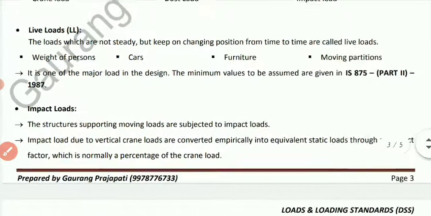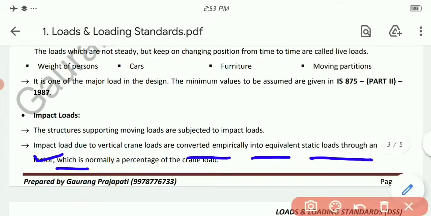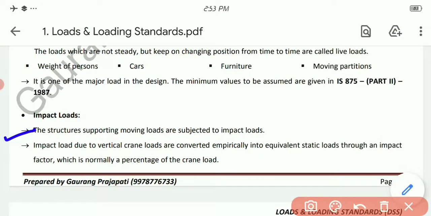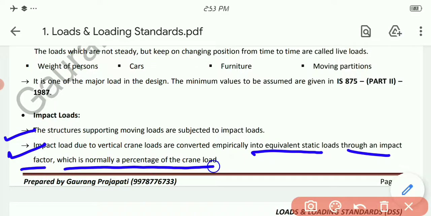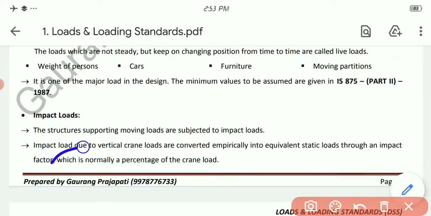Now moving forward, the third one, that is impact load. The structure supporting the moving loads is subjected to impact loads. So any structure which supports a load that keeps on changing its position, or the live load, is subjected to impact load. Impact load due to the vertical crane loads is converted empirically into equivalent static loads through an impact factor, which is normally a percentage of the crane load. In simple words, impact load is always considered in terms of a percentage, with respect to the impact factor of the crane load.